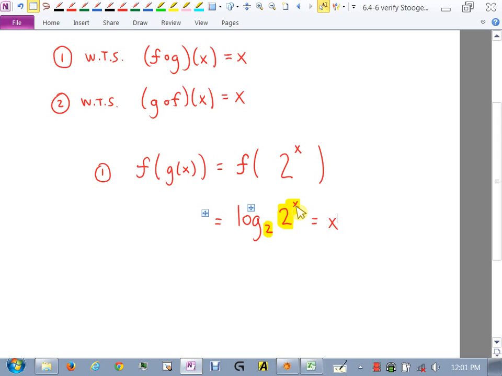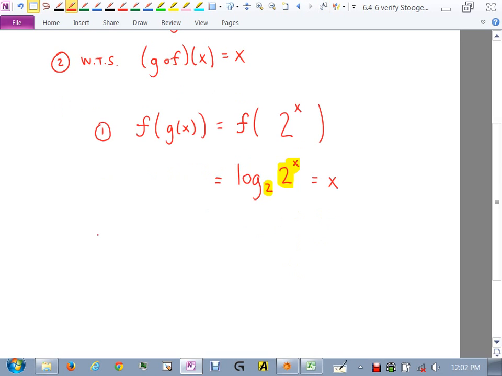Right? Yes, it works for all logs. Well, if you have log base 4, the inverse of that function is 4 to the x. Log base 10, the inverse of that is 10 to the x. So the base is going to dictate which one it's the inverse of.